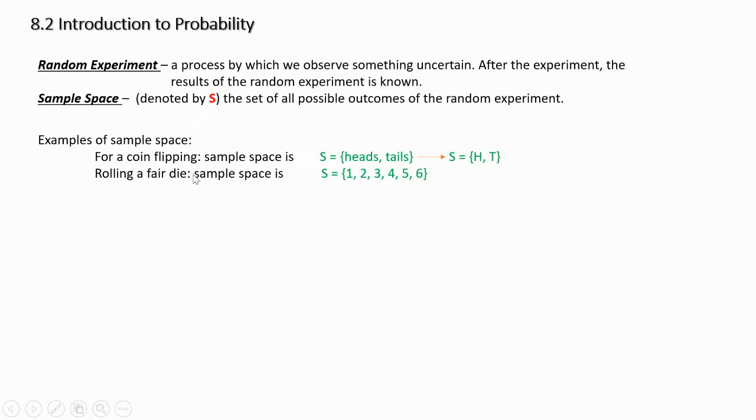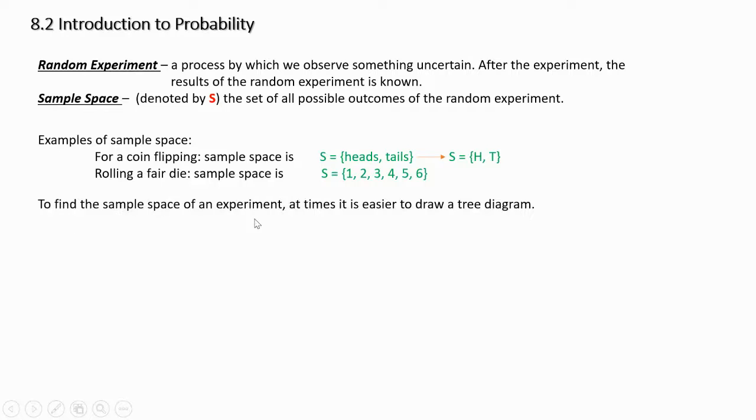The next one is rolling a fair die. By a fair die, they mean that at times some of the dice are loaded. By loaded, it means that every time you toss or roll a die, it goes to a certain number. So rolling a fair die means that every side has the same weight. That's why every side has an equal opportunity to land on that number. So for the fair die, the sample space can be a 1, a 2, a 3, a 4, a 5, or a 6. So these are examples of sample space.